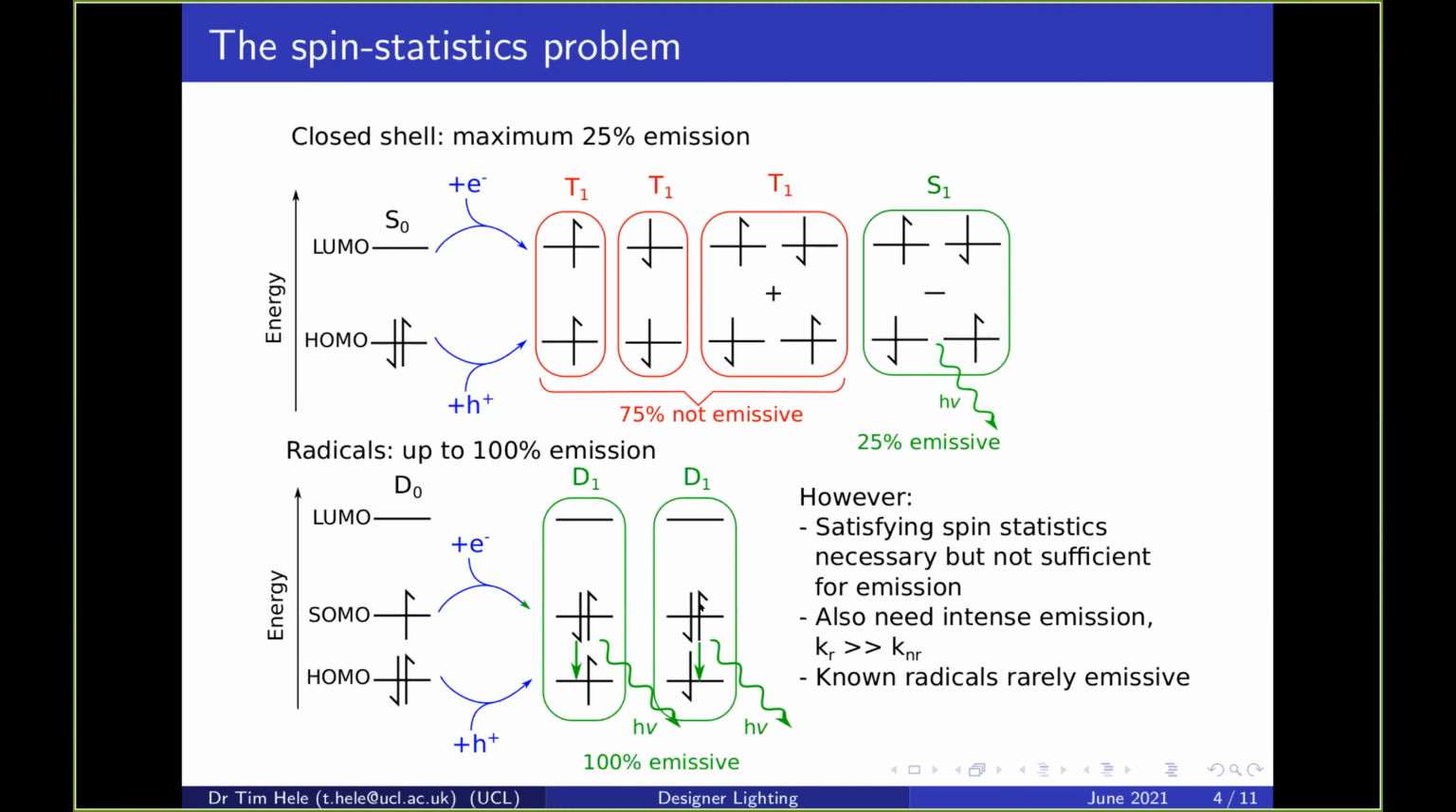However, satisfying the spin statistics is a necessary but not sufficient criterion for emission, and you also need to have intense emission and not have non-radiative decay. And as I said earlier, because most known radicals are rarely emissive, for a very long time it was considered that radicals were a sort of obscure intellectual curiosity and not likely to work in OLEDs.